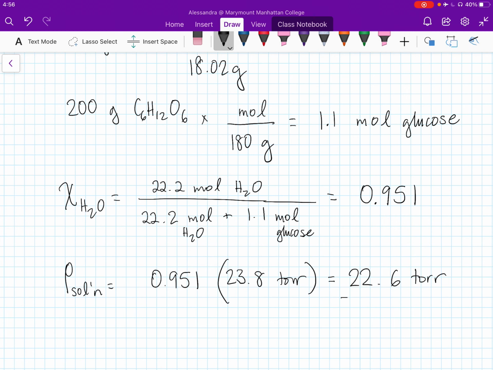So we can see how sugar, the non-volatile solute, glucose, lowers the vapor pressure of the solution compared with the vapor pressure of pure water. The vapor pressure of pure water is 23.8. When I add sugar to it, because that glucose is a non-volatile solute, it lowers the vapor pressure to 22.6 torr. As the mole fraction of water, as the mole fraction of the solvent decreases, you would get lower vapor pressure.